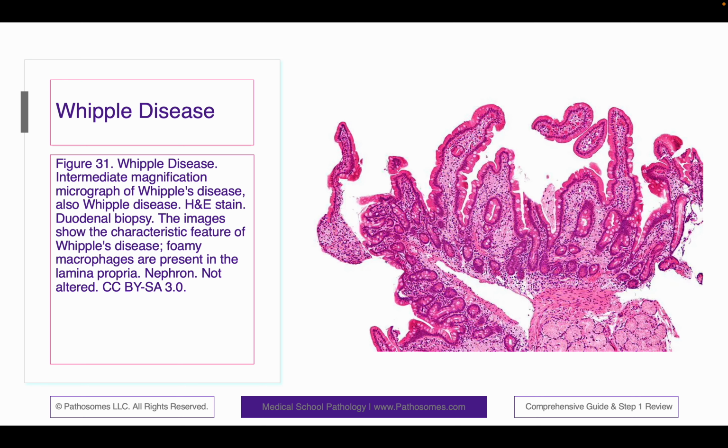And here we can see Whipple's disease on an H&E section. Note the foamy macrophages that are present in the lamina propria. It's important.